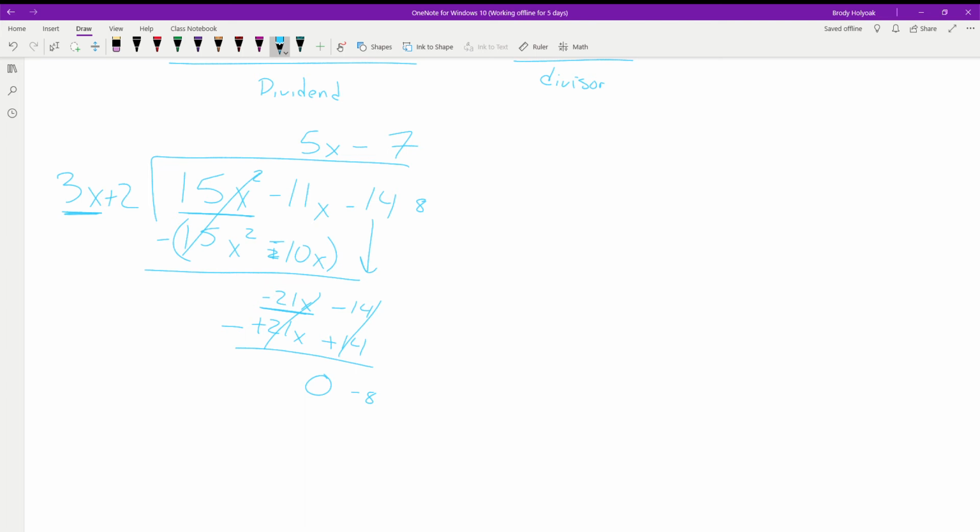So this would be over the 3x plus 2. This would be our remainder. And the reason why that becomes, do what? Negative 8 over 3x plus 2? Yeah, negative 8 over 3x plus 2.